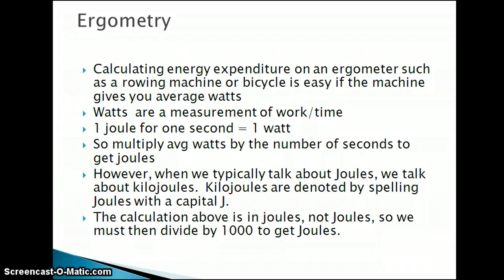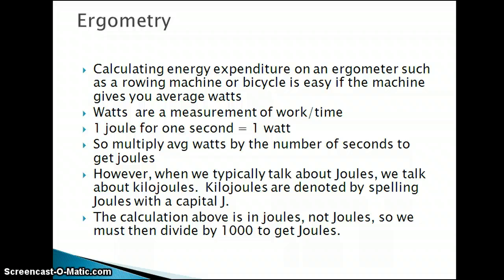So basically, if watts is like miles an hour, joules would be like distance. So if you go 50 miles an hour, then after 2 hours, you will go 100 miles. If you go 100 miles an hour, then after 1 hour, you will go 100 miles. So think of that same type of relationship. Watts is how much work you're doing. So you take your watts times your time, and you get joules. Joules is the total amount of work you've done.